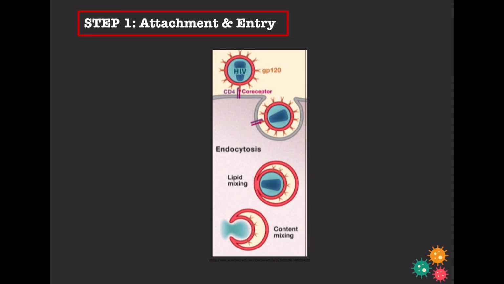The first step is attachment and entry. HIV has surface proteins called GP120 and GP41 that latch onto the CD4 plus receptor found on the surface of the T cells. Once HIV locks onto the CD4 receptor, it interacts with another receptor called CCR5 or CXCR4. This interaction allows HIV to fuse with the T cell membrane and enter the cell.